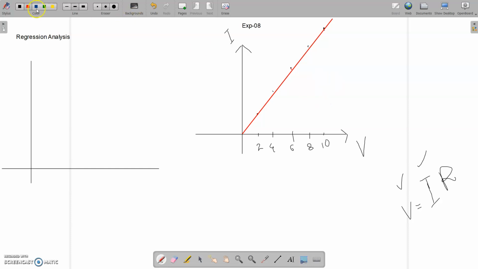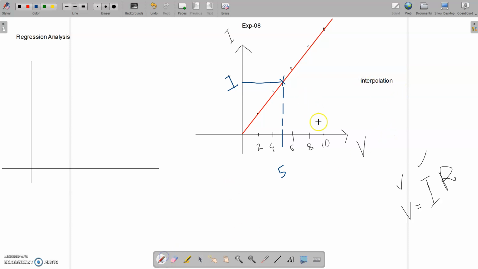The interesting thing is, for example, for a value of 5 volt you did not take the measure of current during the experiment. But from this line that you just drew, you are able to understand that this should be the point of current at 5 volt. From the graph you plotted, you can extract some unknown data that was inside the graph. This is called interpolation.